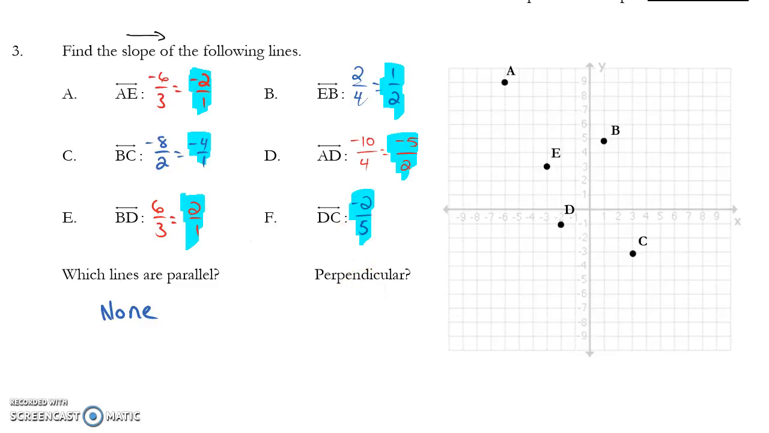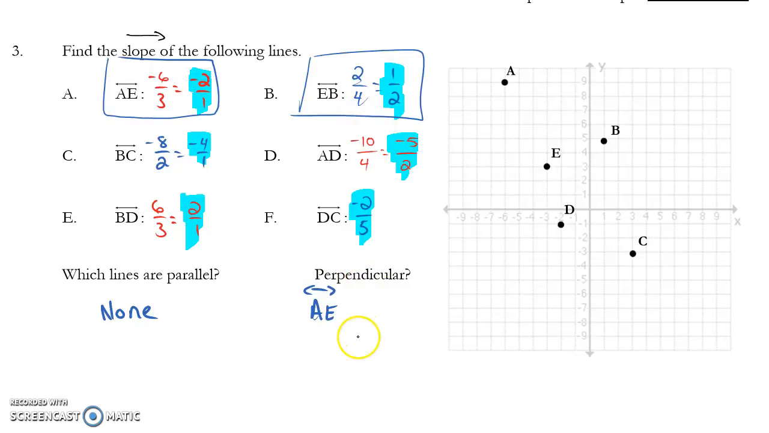The only example of perpendicular we have here is line AE and line EB. Negative 2 over 1 and positive 1 over 2. So to state my perpendicular lines, I would say that line AE, with those symbols, is perpendicular to line EB. I would need all of those symbols. And the explanation I would give is because their slopes are opposite reciprocals.